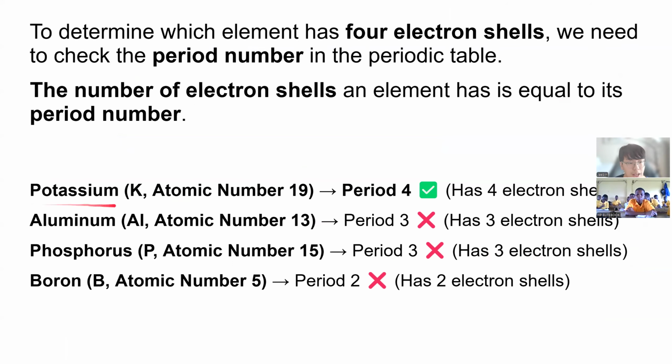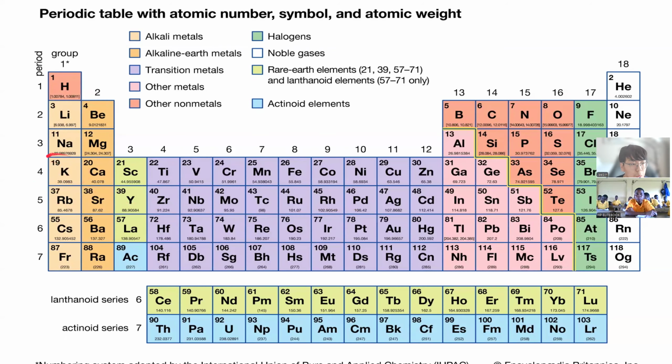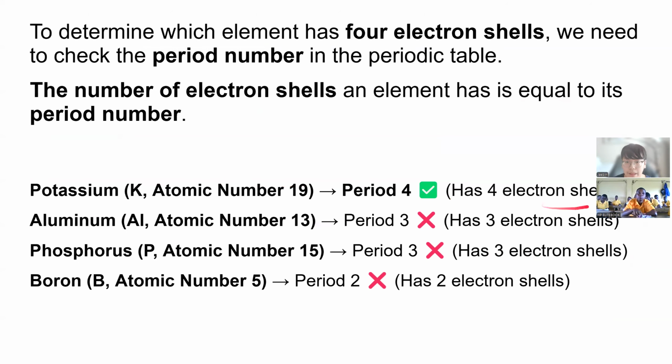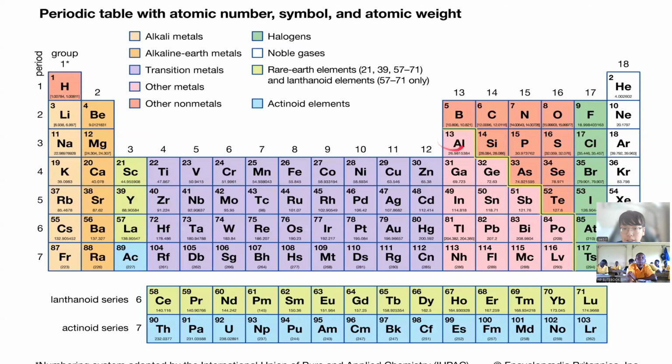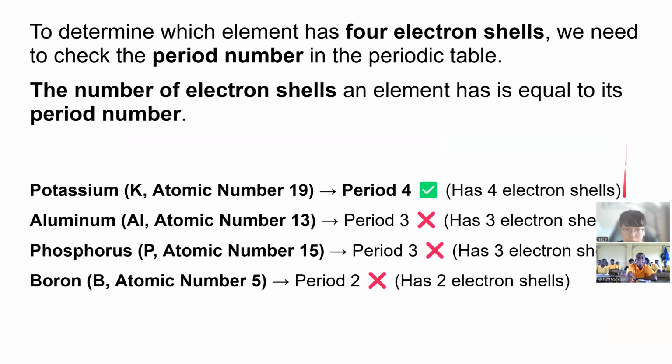So, because potassium is in period 4, you can see period 4, it has 4 electron shells. Aluminum is in period 3. Let's check it. Yes, aluminum is over here, and it's in the 3rd row. Therefore, it has period 3 and has 3 electron shells.